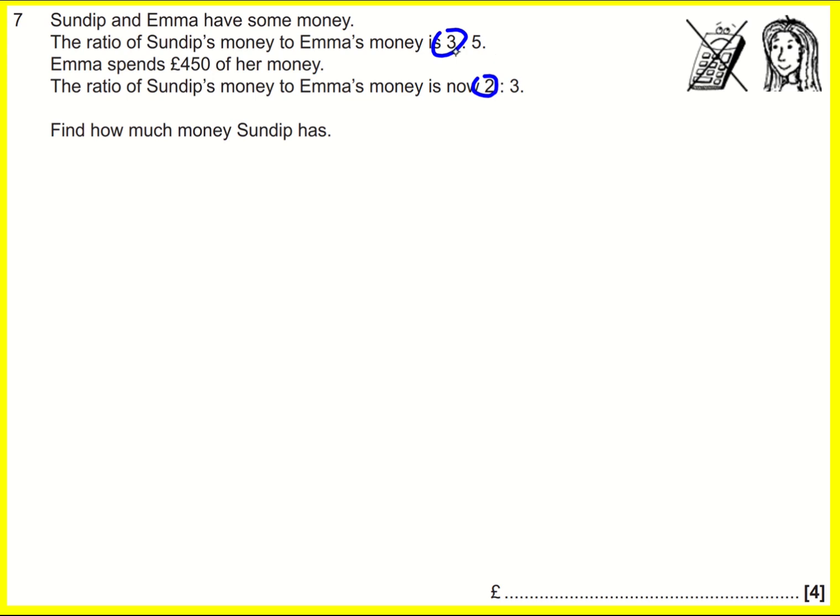We can do something to the ratios to make them equal, and that is look for the lowest common multiple, change them both to 6. So I can write 3 to 5 as 6 to 10. So that's at the start. I was meant to say 10.